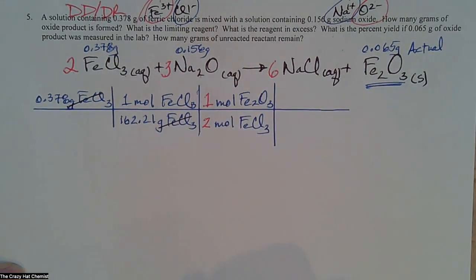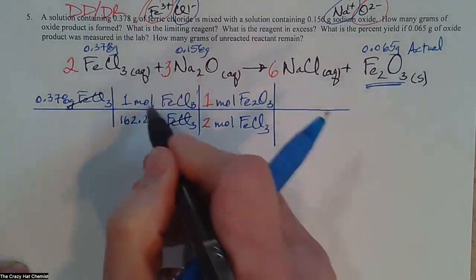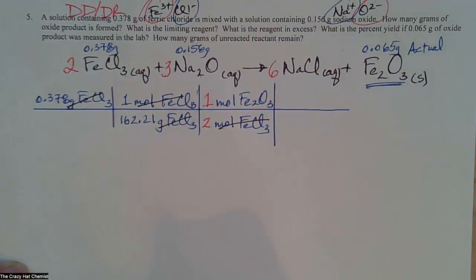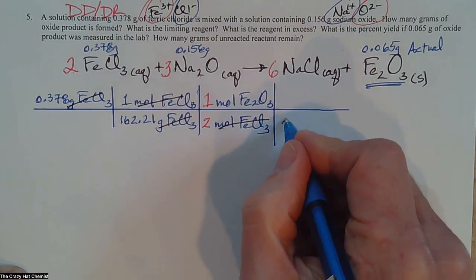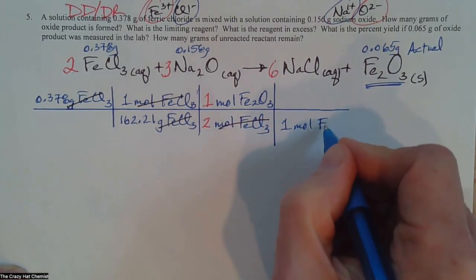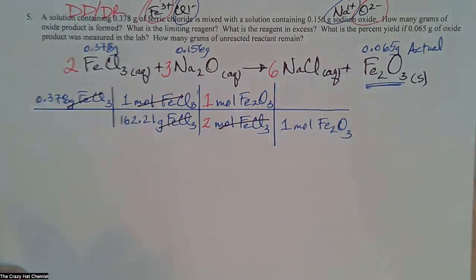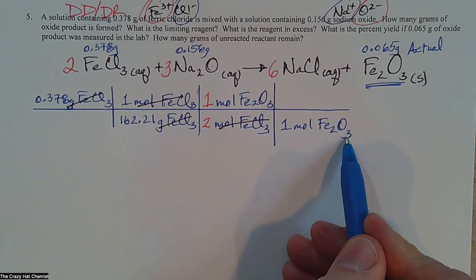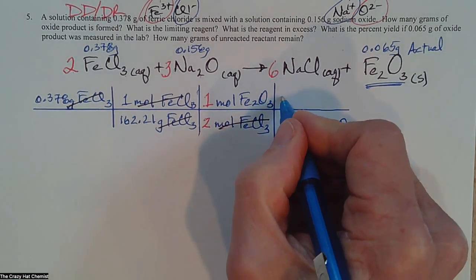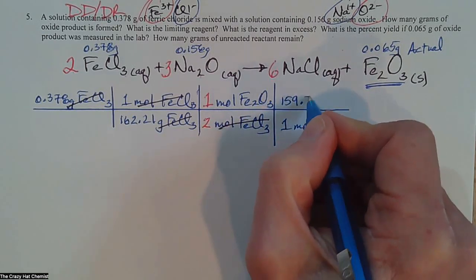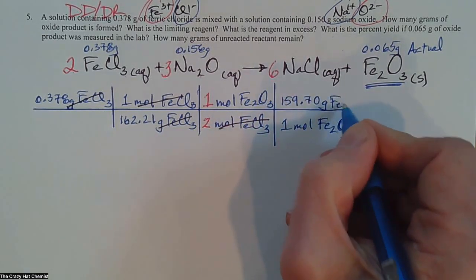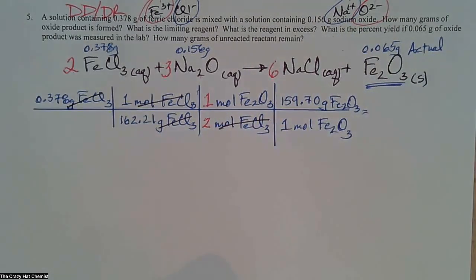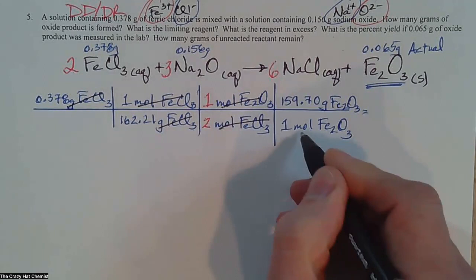I am trying to get a mass, so I am going to cancel out moles of the ferric chloride. Since I'm trying to get a mass, I'm going to have 1 mole of now this ferric oxide. Remember, the molar mass for iron had 2 decimal places. The molar mass for oxygen has 2. So I'm going to multiply the molar mass of iron by 2, the molar mass of oxygen by 3, and round that to 2 decimal places. That will be 159.70 grams of Fe2O3. This will enable me to cancel out moles of the ferric oxide.